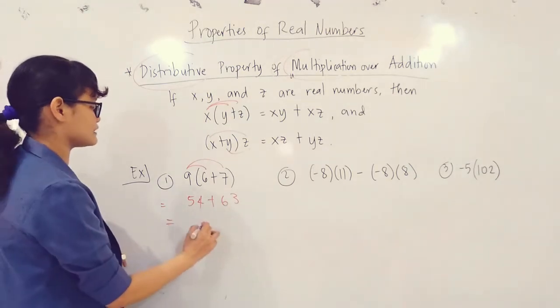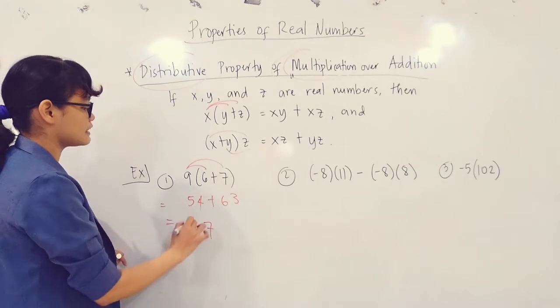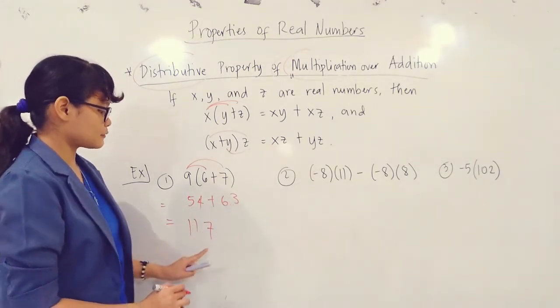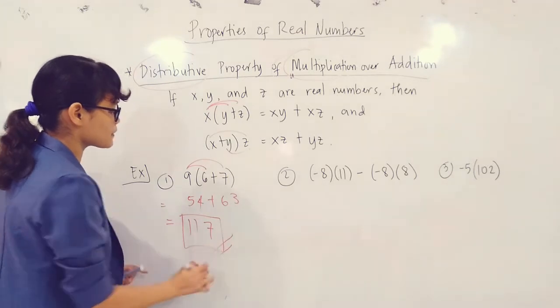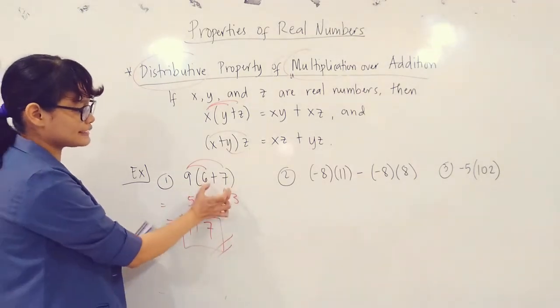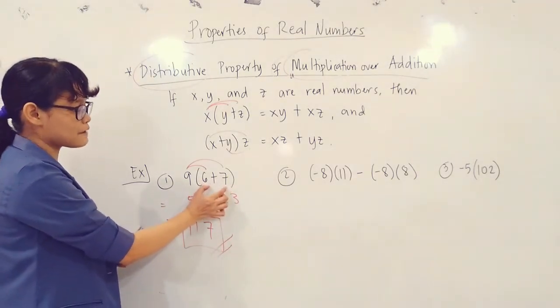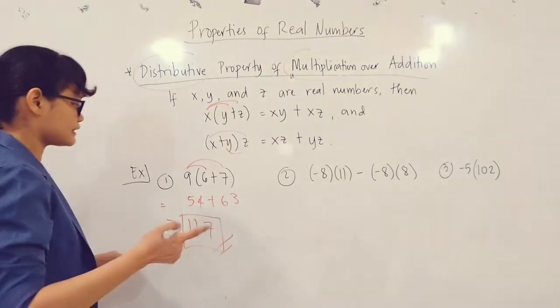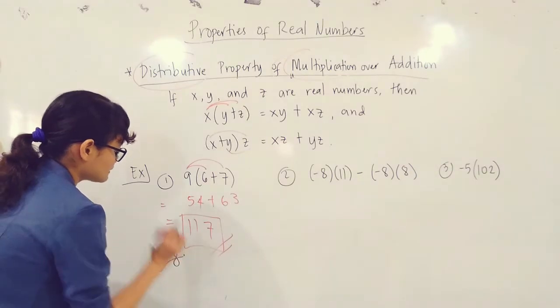So, 4 plus 3 is 7. Then 5 plus 6 is 11. So the sum of 54 and 63 is 117. Hence, 9 times the quantity 6 plus 7 is equal to 117. If you want to have a check, you can. Okay, so let's have a check.